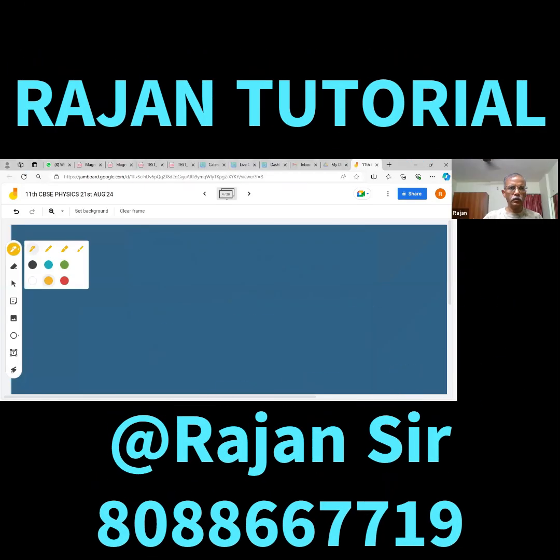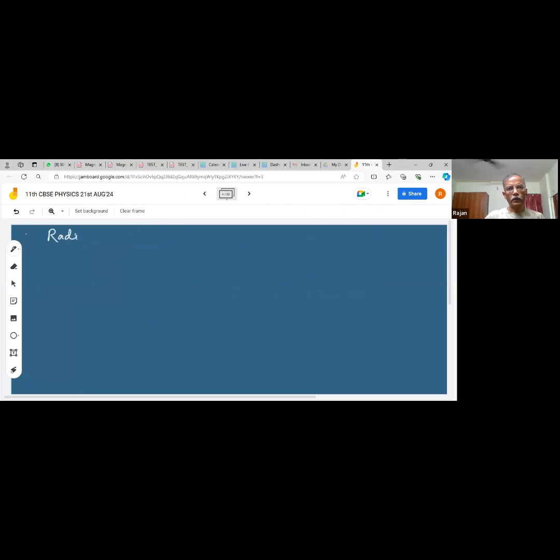across the term which is known as radius of gyration, denoted by capital K, right? We'll try to understand first what is that.